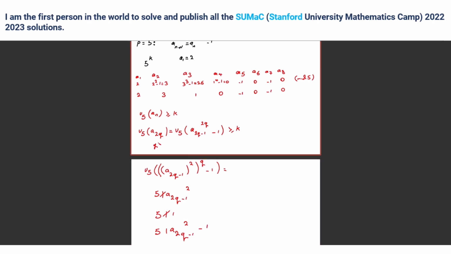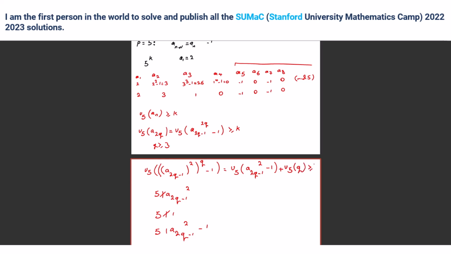And we said q is at least, because we want to start from here, let's consider q is at least 3, okay? Because we have this period -1, 0 from here. Okay, so q is at least 3. Now, if you use LT, this one is equal to v5 of a^(2q minus 1) squared minus 1, plus v5 of q.